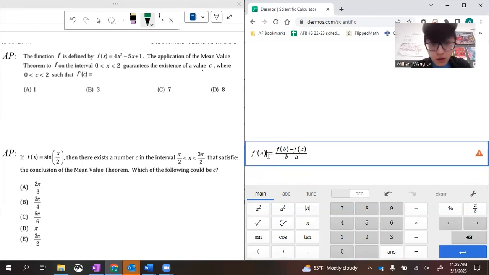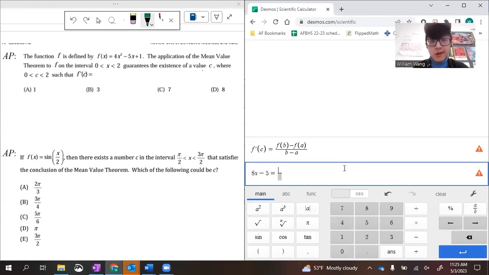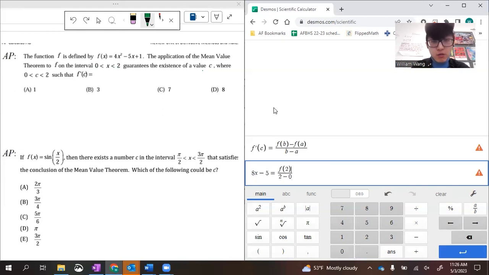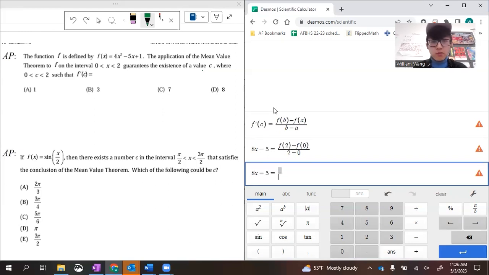All right, what is my derivative? Well, the function is defined by this. They don't give my derivative, so let's just calculate our derivative. My derivative is going to be 8x minus 5, divided by b minus a. Well, I go from 0 to 2, so it's 2 minus 0. f of b is f of 2 minus f of 0. So 8x minus 5 is equal to that.